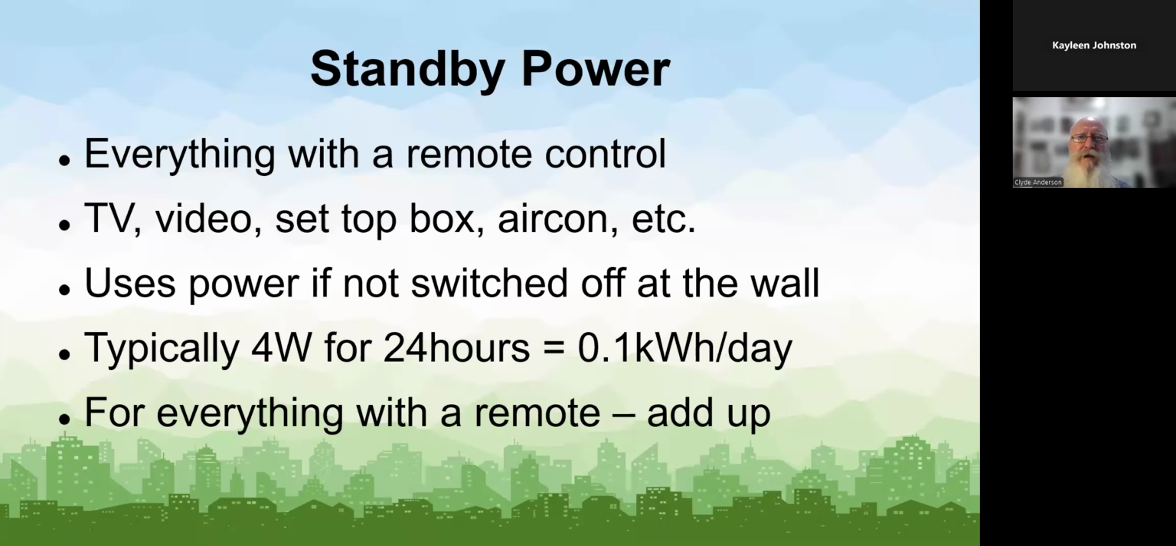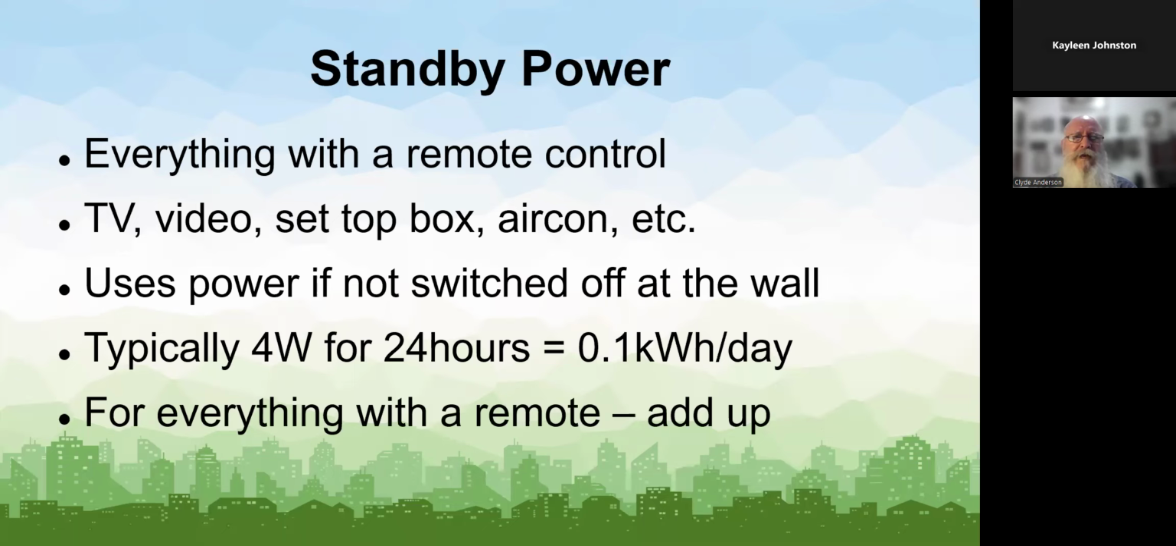On standby power now, what is it? Everything that has a remote control uses electricity if it's switched on at the wall, because the remote electronics is looking for the signal from the remote control, so it's always on, using electricity just for those few seconds when you actually are using the remote control. So things like a TV or a video, a set-top box, air conditioner, even ceiling fans and ceiling lights, lots of things are run by remote controls nowadays.